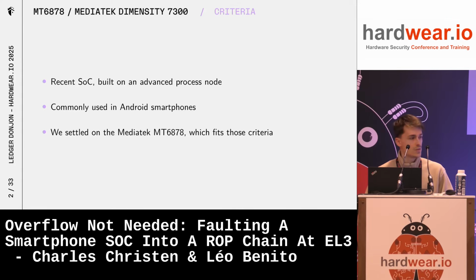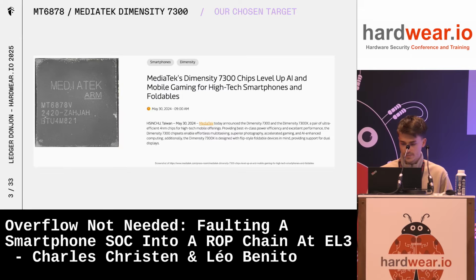So in the end, we settled on the MediaTek MT6878, which fits those criteria. The commercial name of this chip is the MediaTek Dimensity 7300. It was announced in 2024, and it's built on a 4nm process node, so quite recent technology here. It's also used in middle-end smartphone devices, just for you to know.